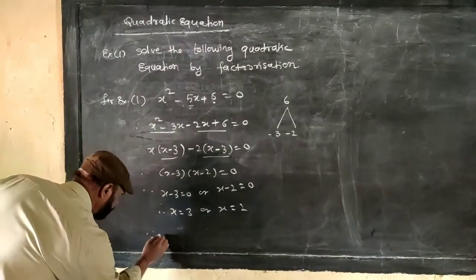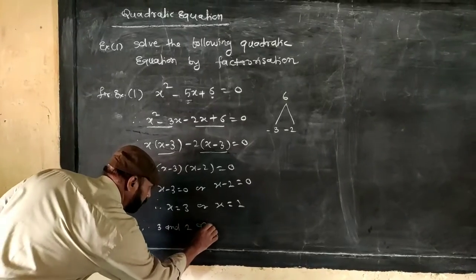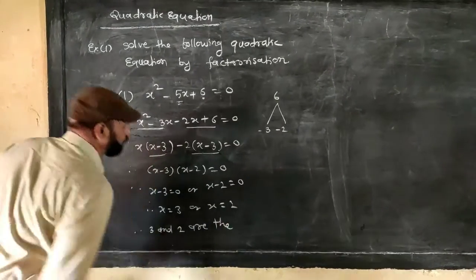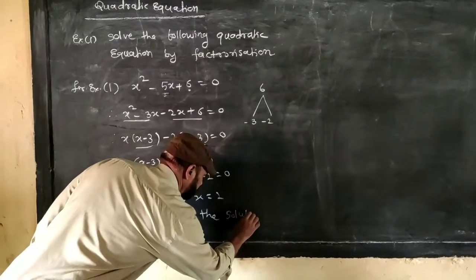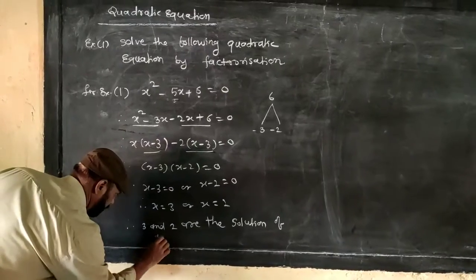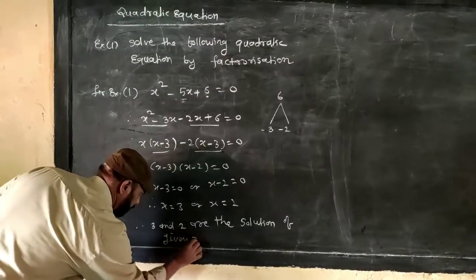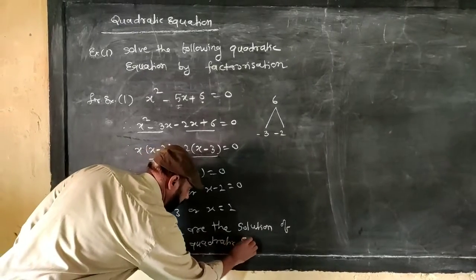Therefore, 3 and 2 are the solutions, the roots of the given quadratic equation.